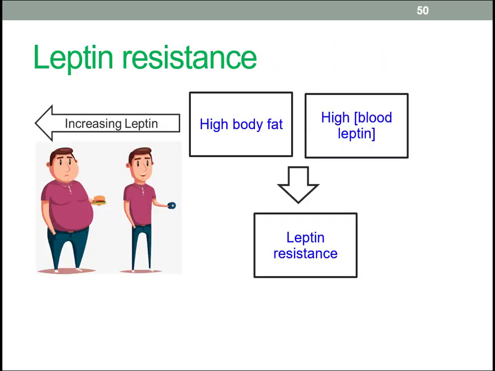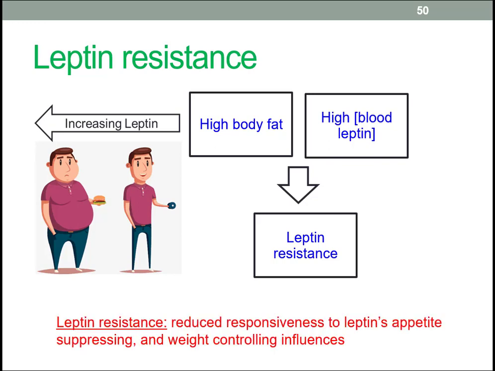Which brings us to leptin resistance. Many obese individuals show increased appetite and food intake, despite high blood leptin levels, which seems contradictory. They are said to show leptin resistance. That is a reduced responsiveness to leptin's appetite suppressant and weight controlling influences.